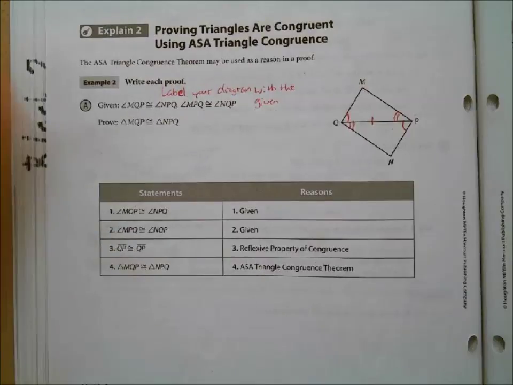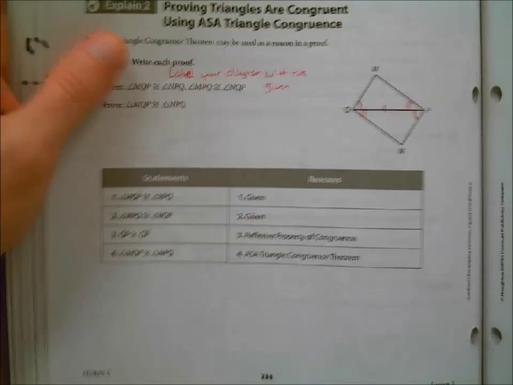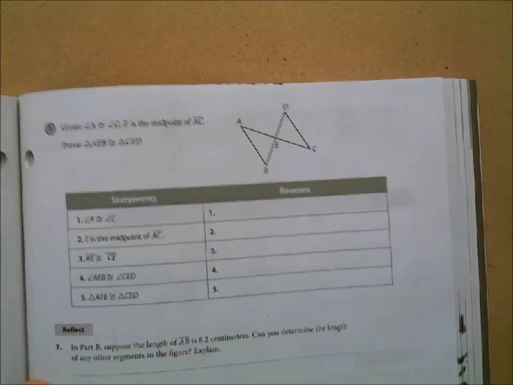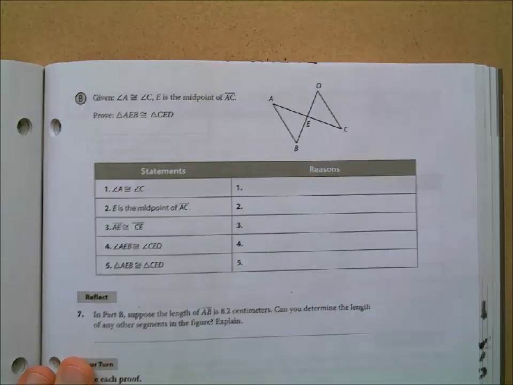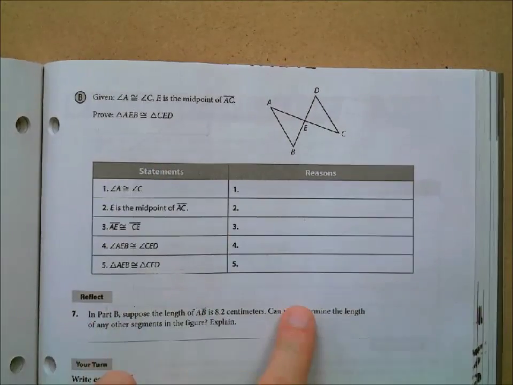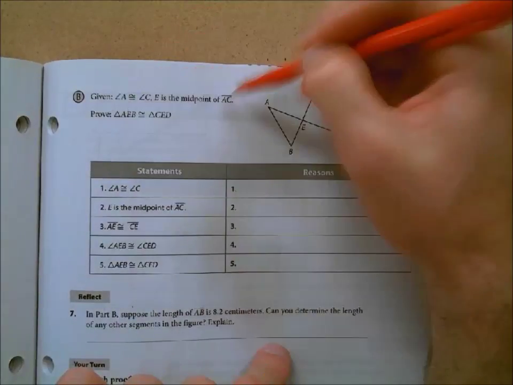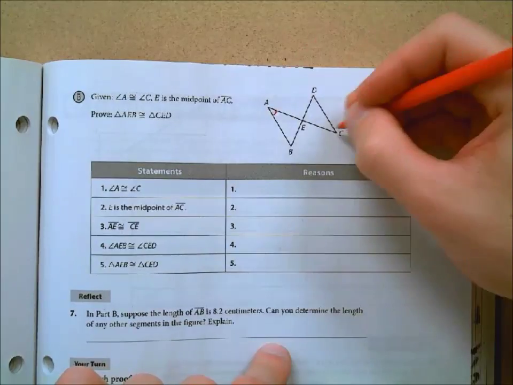All right. Questions on any of that? All right, so let's go to letter B here, which has some of our training wheels taken off. Not completely, right? We've got some statements. We just have to give the reasons. So let's again go to our given and let's label our diagram. Angle A is congruent to angle C. So, okay, angle A, angle C, got it.